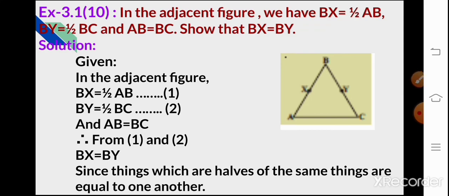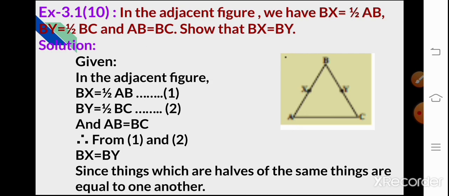Let us see another question. That is question number 10 from exercise 3.1. In the adjacent figure, we have BX equals 1 by 2 AB, BY equals 1 by 2 BC, and AB equals BC. Show that BX equals BY. Solution.